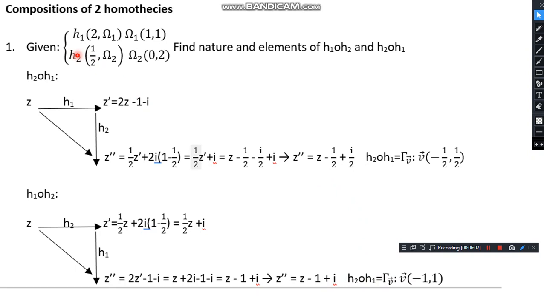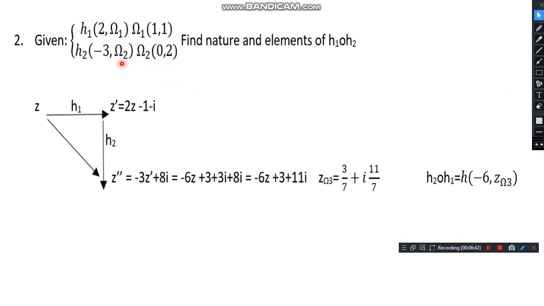So always H1 rho H2 is not equal to H2 rho H1, unless both of them have the same center. If both of them have the same center, okay, it works. So they're going to have the same center for H1 rho H2 and H2 rho H1, which will be the given center. However, if the product of the ratios is 1, as we said here, we don't have a homothecy anymore, we have a translation. Here is an example where we don't have a translation, because the product of the ratios of the homothecies is not 1.